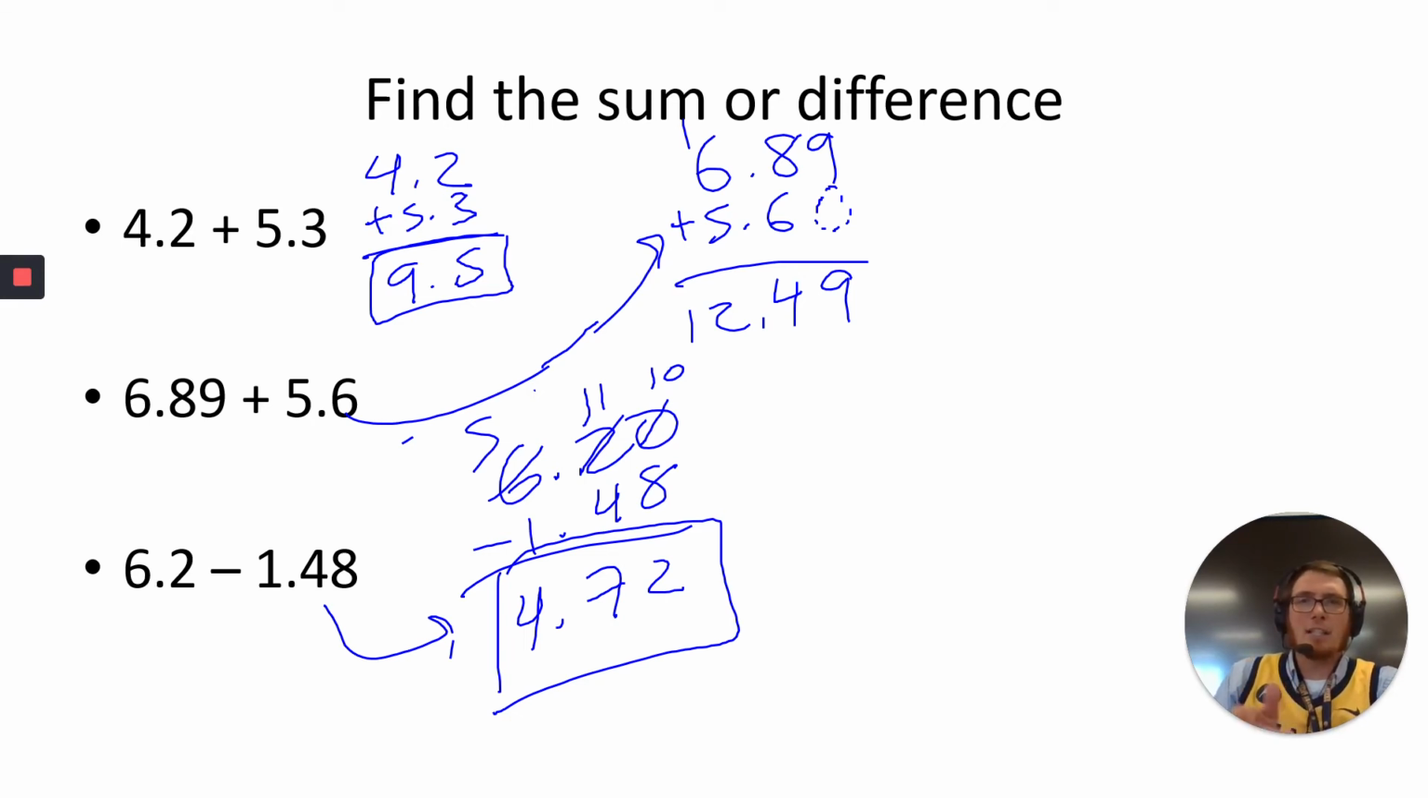The last one, 6.2 minus 1.48, you got to make sure you add a 0 after that 2, and then borrow if you need to. Plan on asking some questions if you don't understand that piece, or shoot me an email, or if you're in class, make sure you ask about that if you're not sure about how that's lining up in the last question.